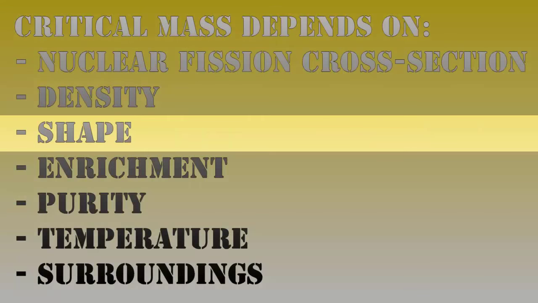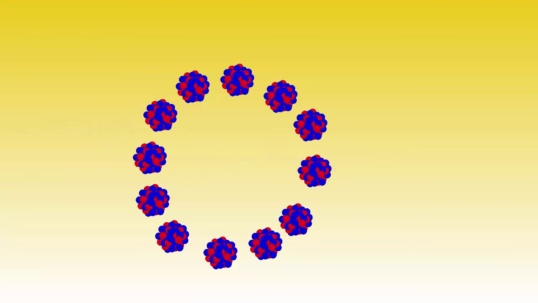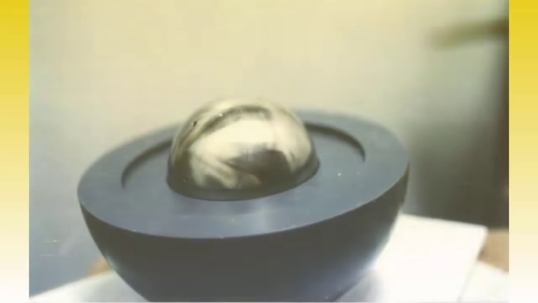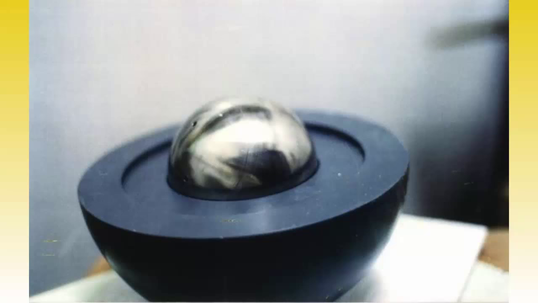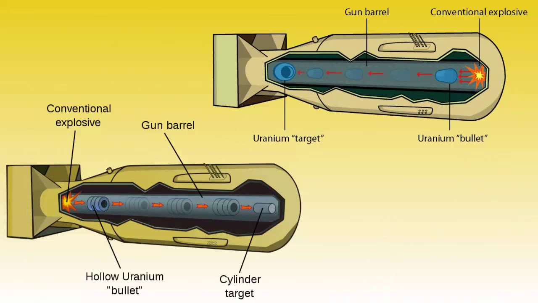The shape is a huge factor in critical mass. Certain shapes make it very easy for a neutron generated by one atom to find another atom, whereas other shapes make it a lot harder. A sphere is regarded as the most efficient shape for the core, but sometimes it is undesirable to use an efficient shape and other shapes are used.